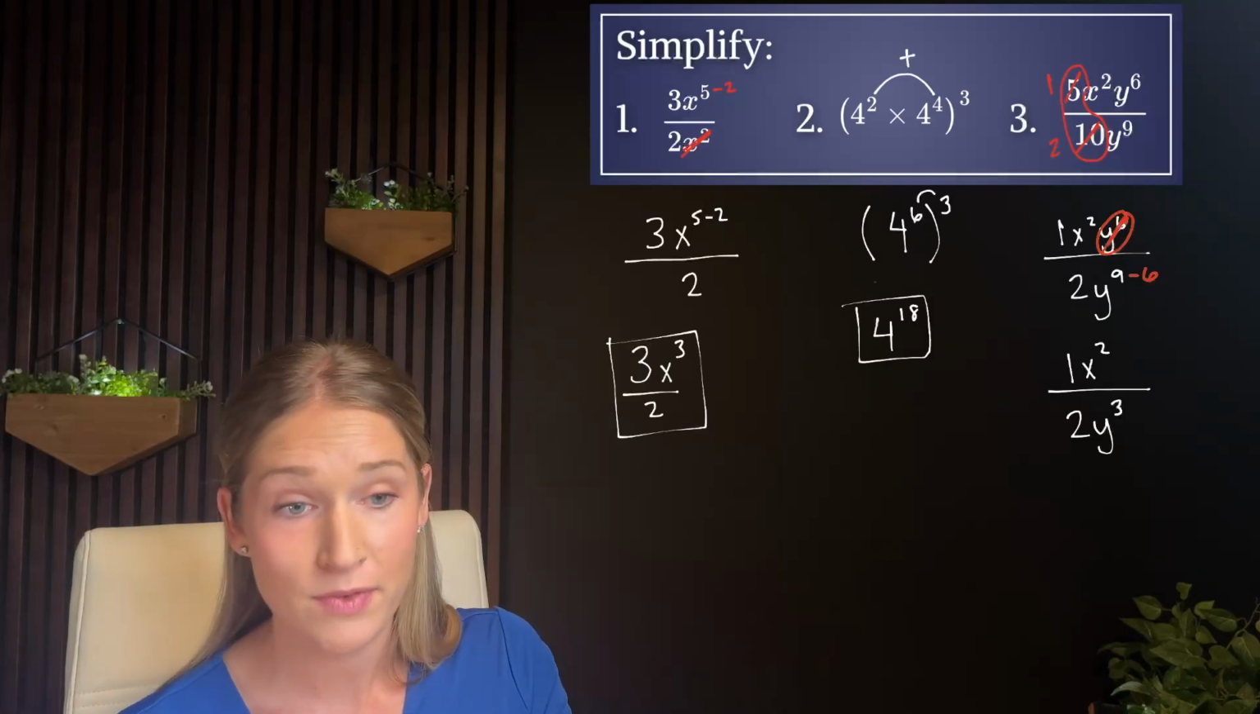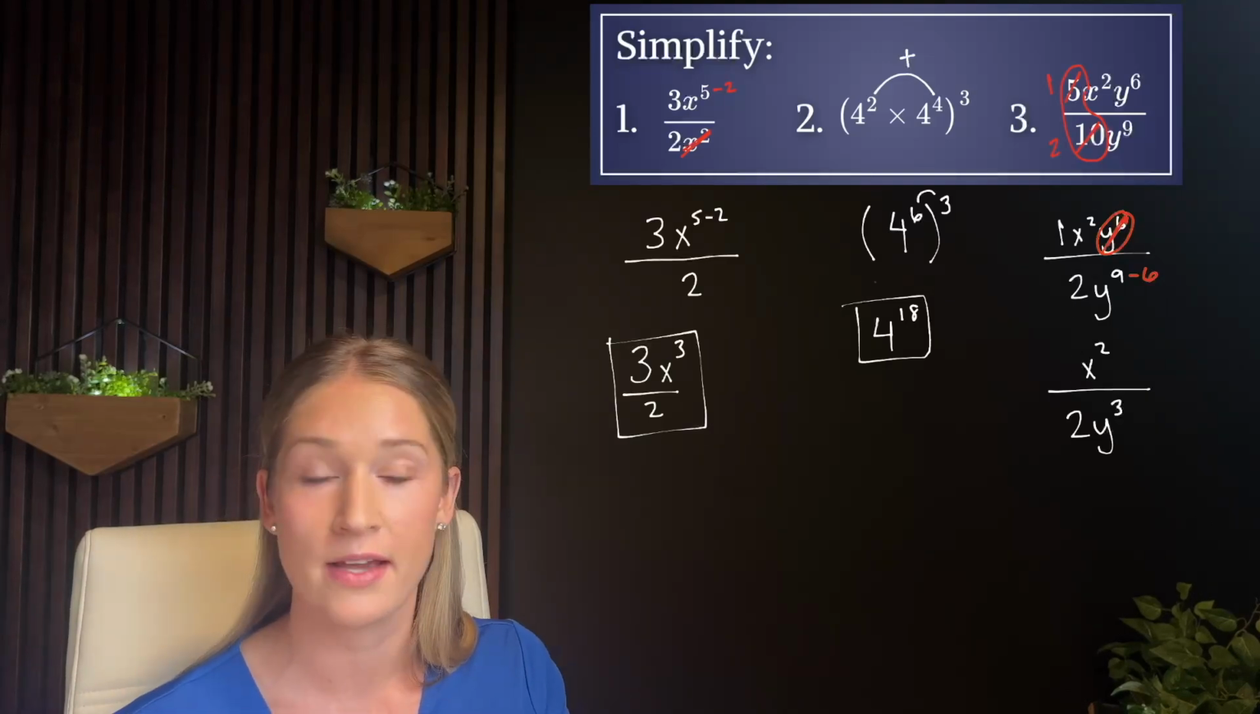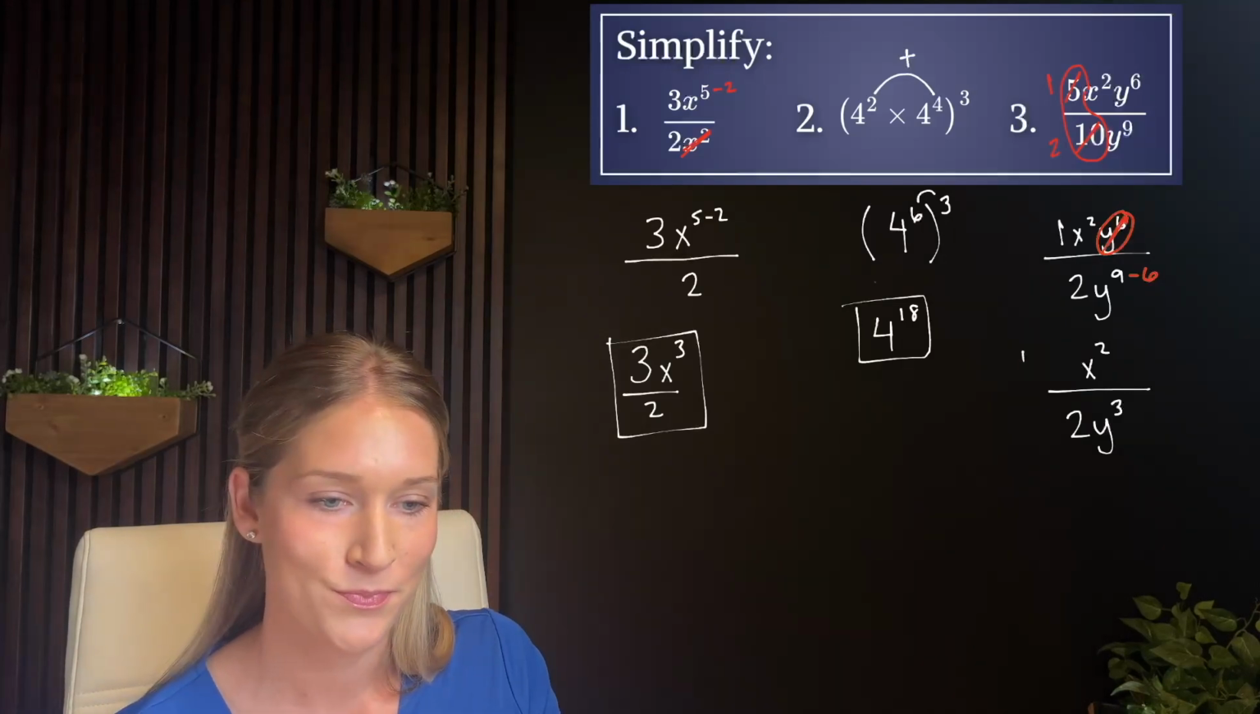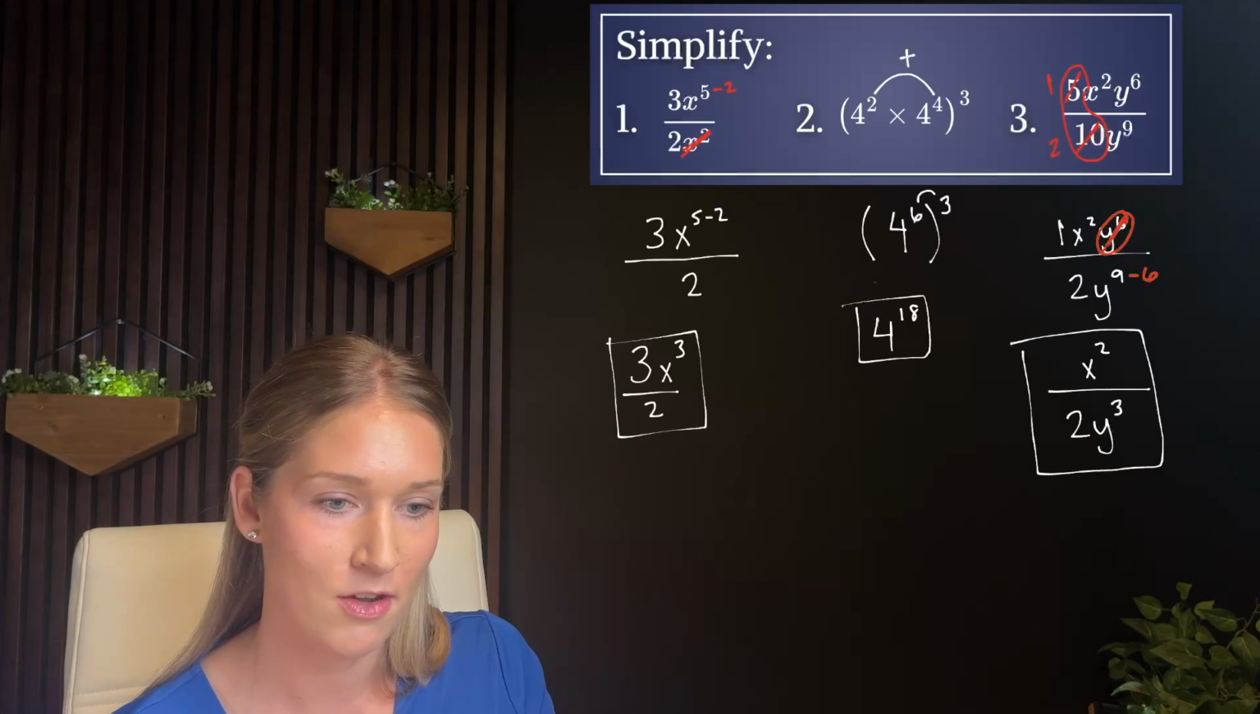You don't have to write that coefficient on x. You could just leave it x squared over 2y to the 3rd if you wanted to, but that's up to you. So either way, this would be our simplified form.